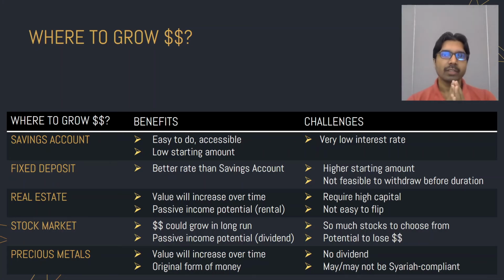The second challenge is that gold investment may not be Sharia compliant. What do I mean by that? Sharia compliant simply means that the company has the ability to hold physical gold in their warehouse. When we buy gold from Public Gold, the fact that they have the physical gold to give to you for that exchange to take place means that this transaction is Sharia compliant.